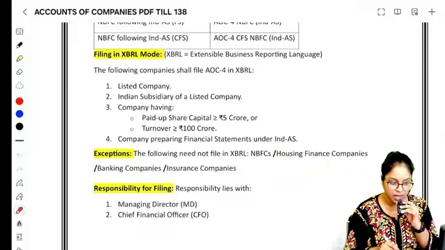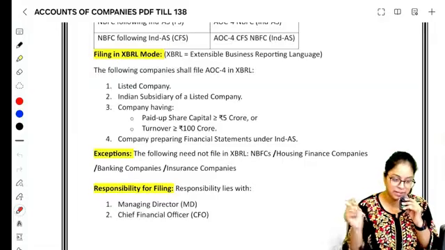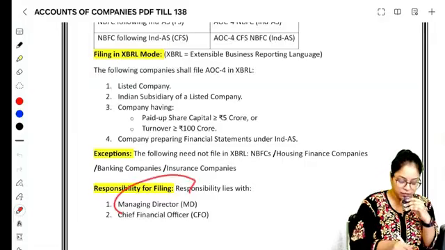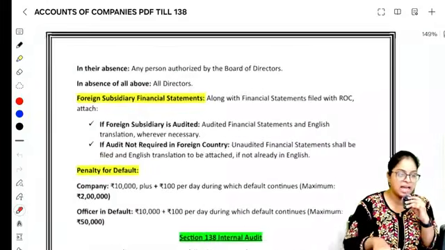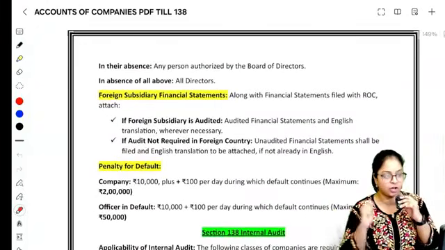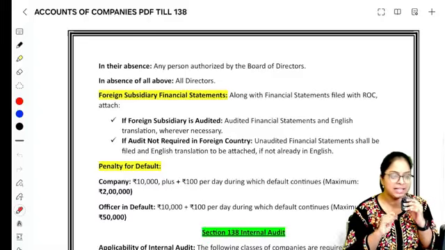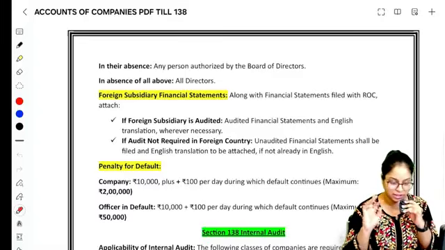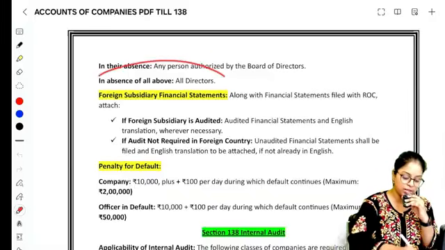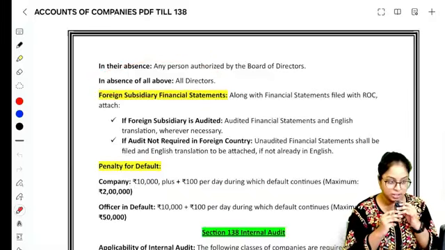And who is responsible that these copies are being submitted? It is the responsibility of the managing director. It is the responsibility of the chief financial officer. And in case you don't have a managing director or a chief financial officer, then any other person who is authorized by the board. If there's nobody authorized by the board, you don't have a managing director, you don't have a CFO also, then all the directors of the company will be responsible.